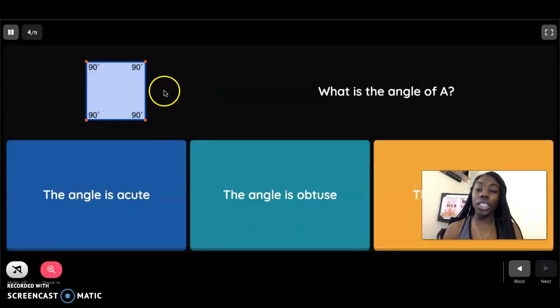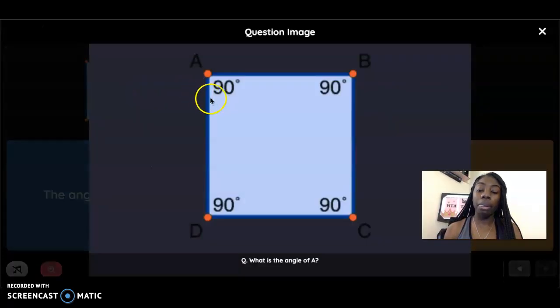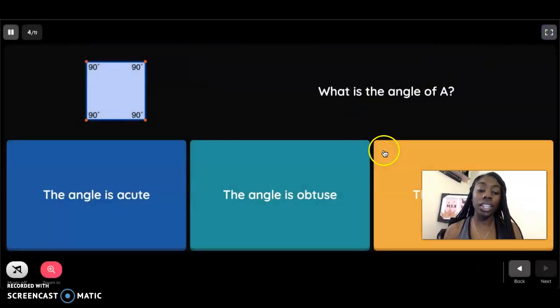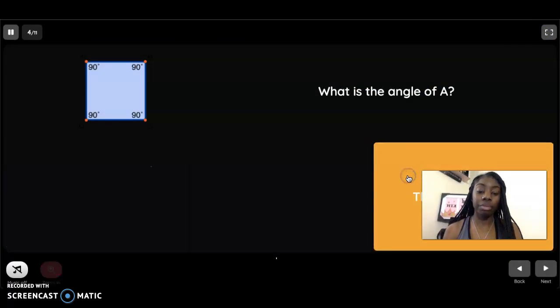So we want to look at this image and see what the angle of A is. Once again, in order to identify a right angle, it has to be exactly 90 degrees. So in this case, angle A is 90 degrees. Therefore, the angle of A is right.